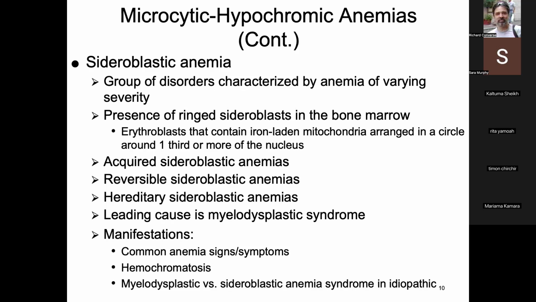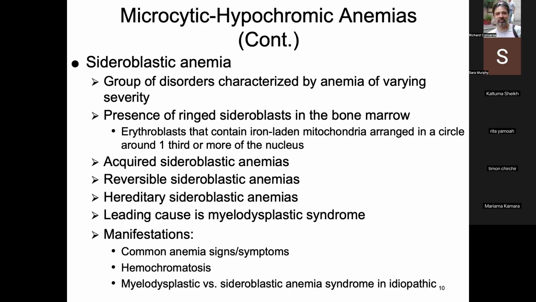Sideroblastic anemia is a group of disorders characterized by anemia of varying severity. The presence of ring sideroblasts in the bone marrow is diagnostic. These are erythroblasts that contain iron-laden mitochondria arranged in a circular pattern around 1/3 or more of the nucleus. It's a rare blood disorder that occurs when the bone marrow produces ringed sideroblasts instead of healthy red blood cells. Ring sideroblasts are erythroid precursors that contain deposits of non-heme iron in mitochondria, and the iron-formed ring covers at least 1/3 of the nucleus.